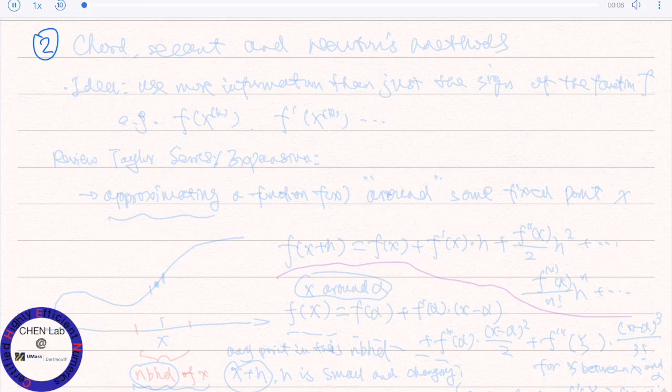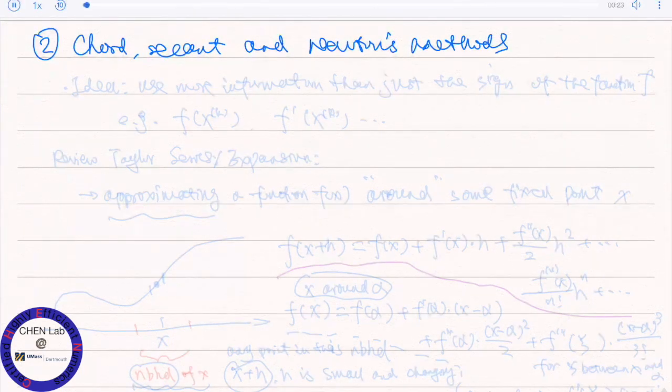We talk about three methods at a time, together: the so-called Chord, Secant, and Newton's method. All right, Newton's method. The idea is that, remember, for the bisection, we'll only look at the signs, right?